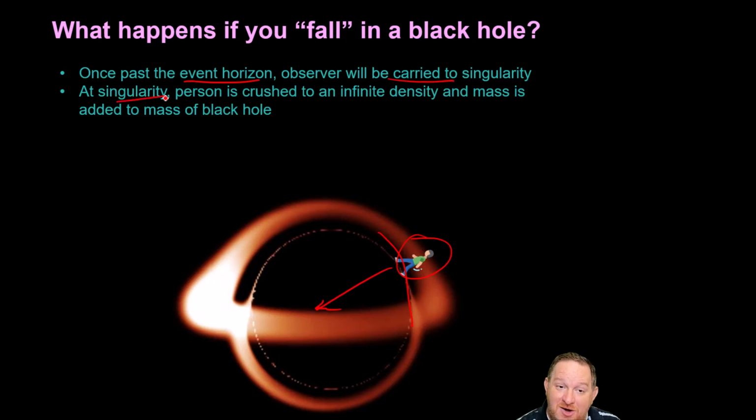At that singularity, this is where it gets a little gruesome. You're going to be crushed into an infinite density. You're something that's so super dense. In fact, it's infinite density. And then that mass will be added to the mass of the black hole. You will become part of the black hole.